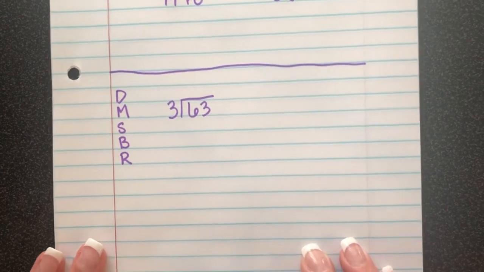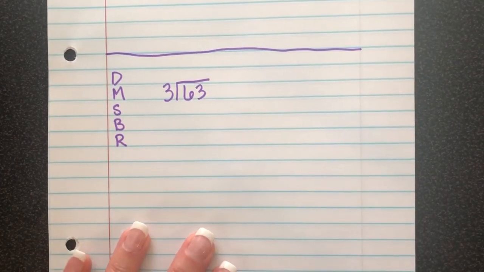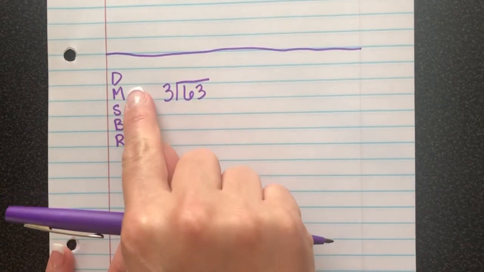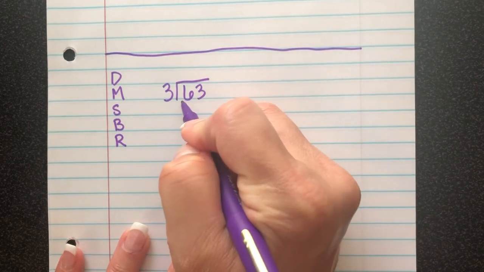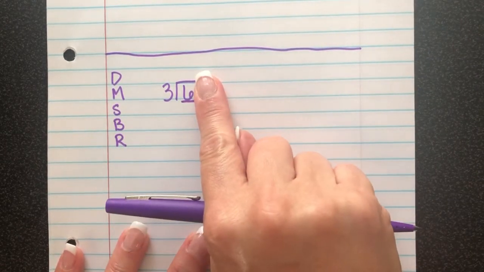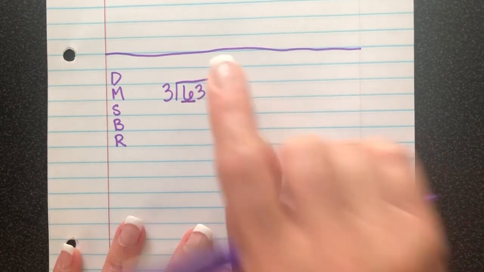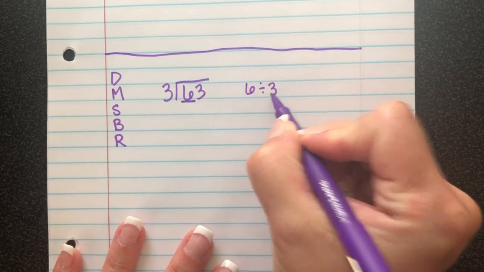Next problem. 63 divided by 3. So I've got my steps. Starting off with my first digit in my dividend, pretending that the 3 in 63 is not there, I'm going to divide 6 divided by 3.